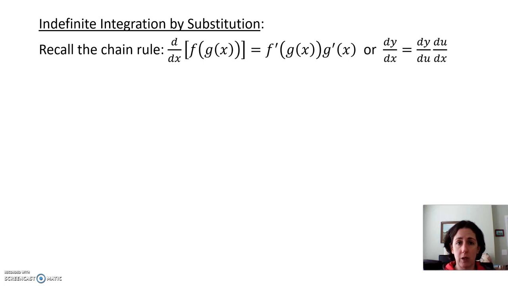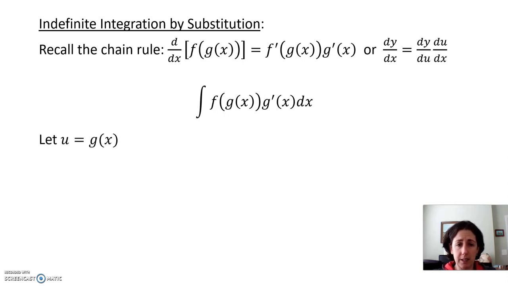Remember what our chain rule is. Our chain rule says that the derivative of a function is the derivative of the outside function, leave the inside function alone, then multiply it by the derivative of the inside function. Or another way we talked about it was that dy/dx was equal to dy/du times du/dx, where u was that inside function.